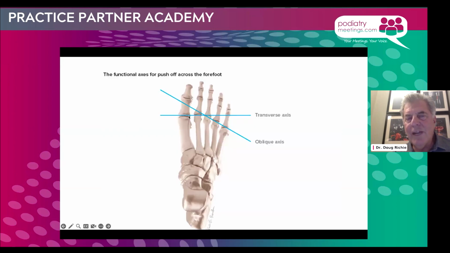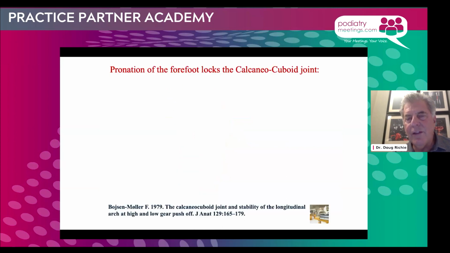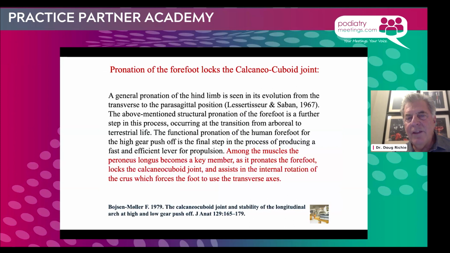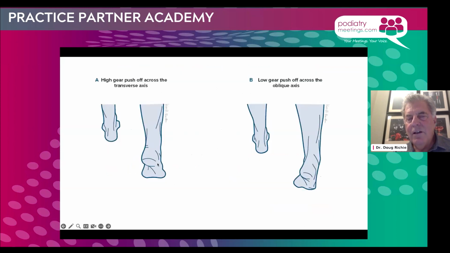He described the transverse axis push-off at the first and second MTPJ as being healthy, and the oblique axis push-off across the lateral forefoot as being unhealthy. If everything works well during mid-stance, the peroneus longus pronates the forefoot on the rear foot, locks the calcaneocuboid joint, and allows the foot to push off across the transverse axis. So this is when everything works well according to Bogen-Moller, and this is when it doesn't.